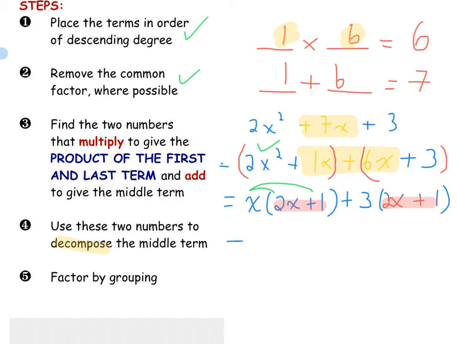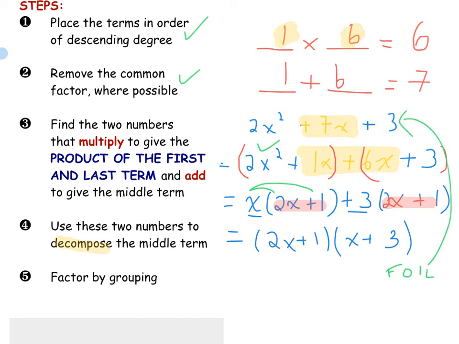So now I'm going to pull out that common factor of 2x plus 1, because it's a common factor between both. And what's left? Well, I've got this x and then a positive 3, so x plus 3. And so there I've factored my trinomial, and I'm done. If I wanted to, I could go back and FOIL it to check, and then I should end up with what I started with.